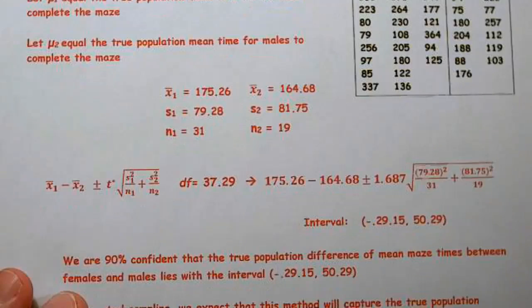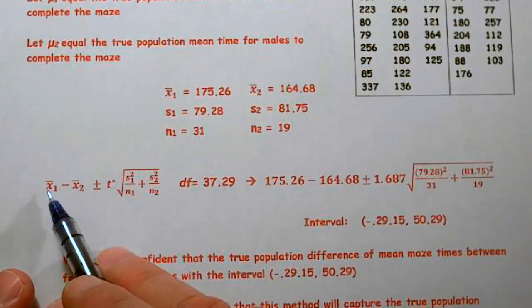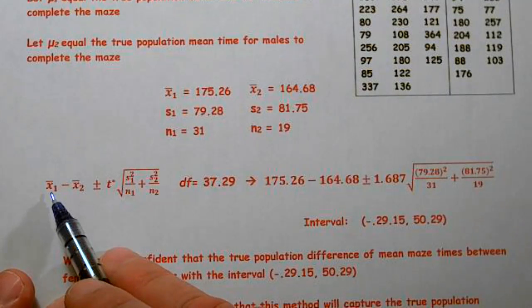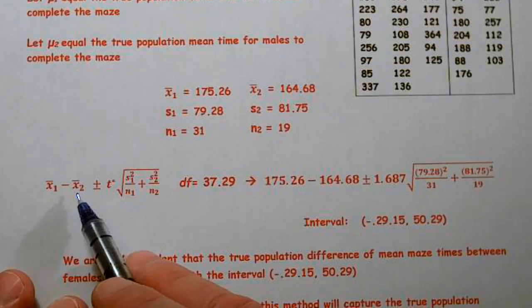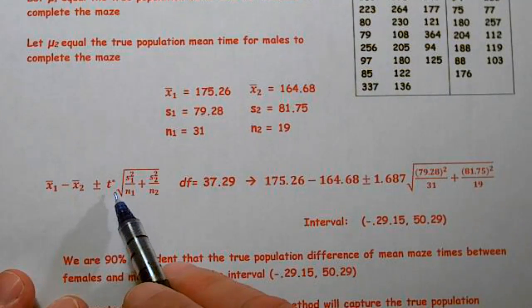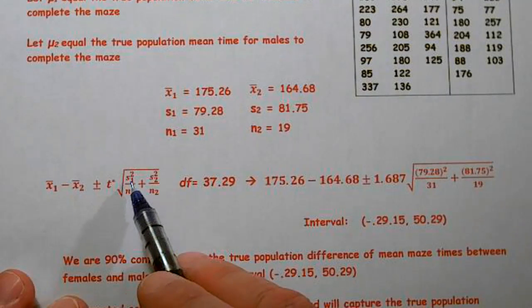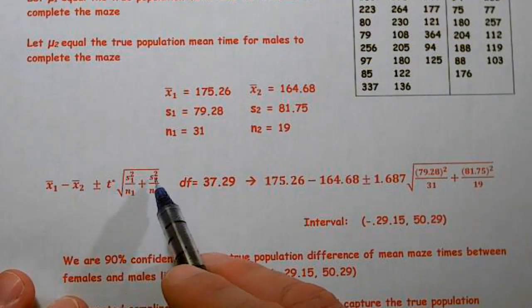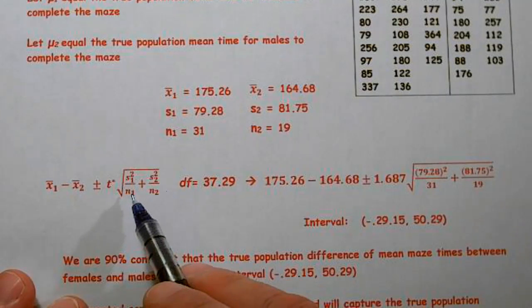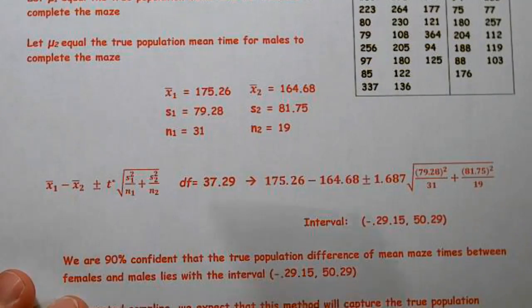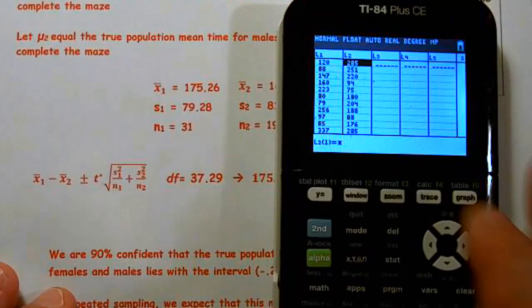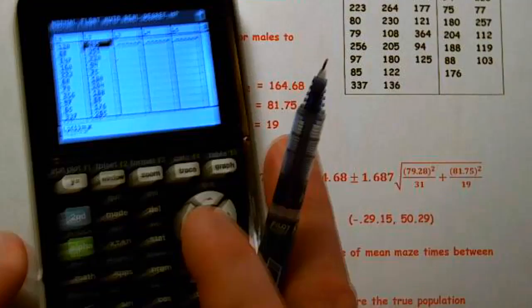Our equation: average female time minus average male time. We'll have to calculate T star in a moment. This is the standard deviation of the female times, that's the standard deviation of the male times, sample size for the female, sample size for the male. I'd go ahead and run this test at this point since we have data.